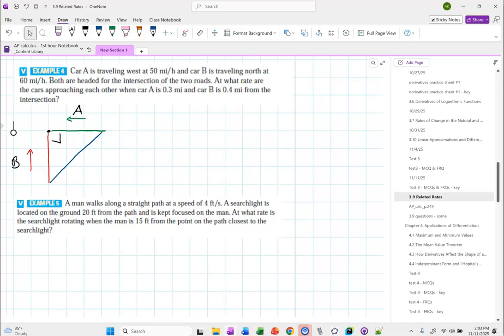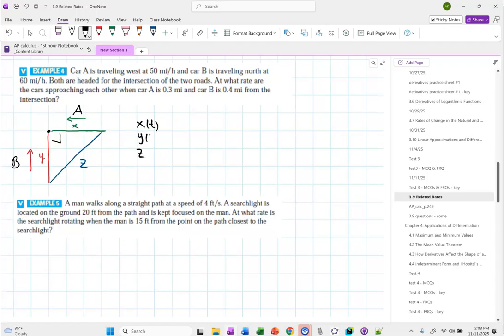Okay, ready? I'm going to name those parts X, Y, and Z. Those are lengths, distances. Okay? Are those distances changing with respect to time? Yes. Brooks, what's up?